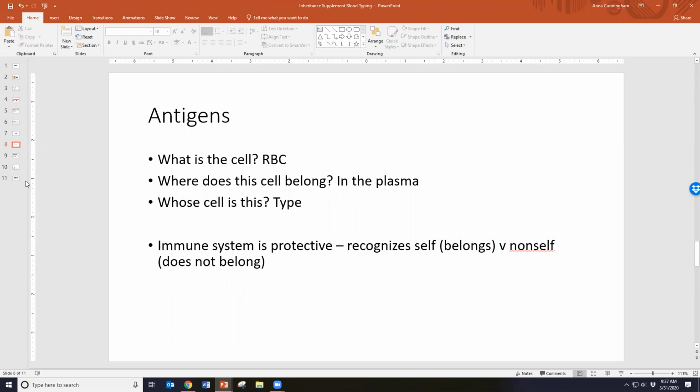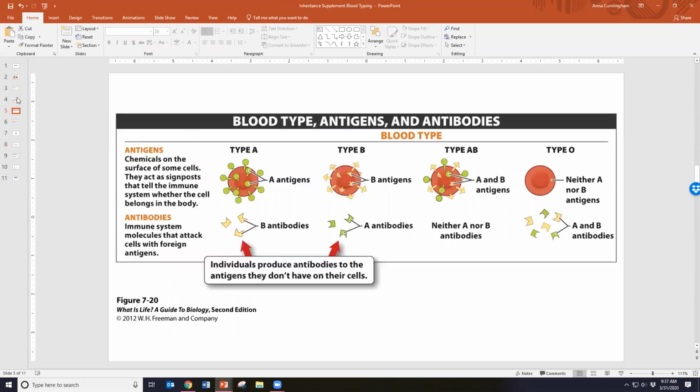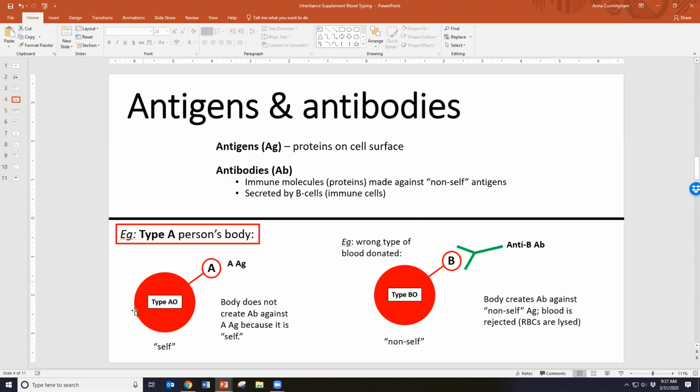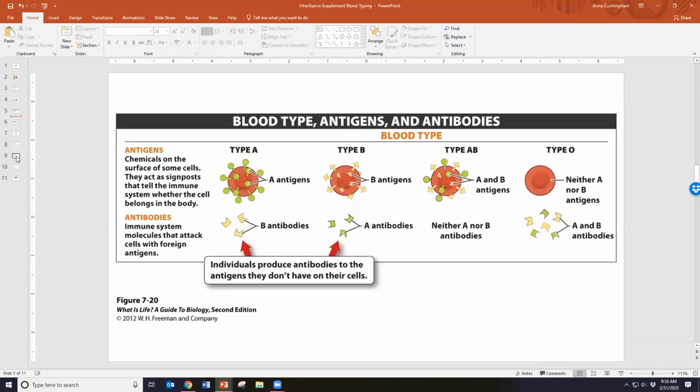Okay, so now we know, again, kind of how this all works: your blood type refers to the antigen on the cell surface, and you make antibodies to anything that doesn't belong. So for example, if you have type A blood, you're going to have antibodies to type B blood because type B does not belong. We kind of went through how each blood type works.